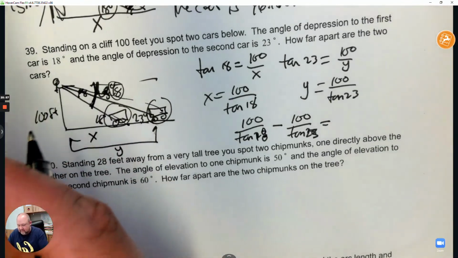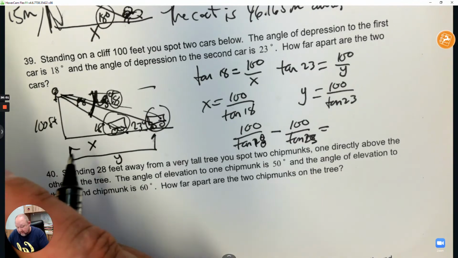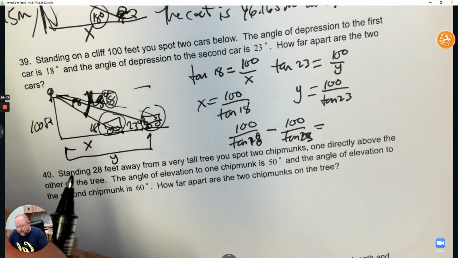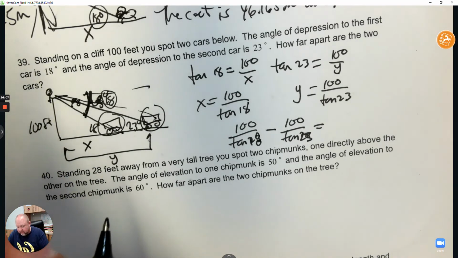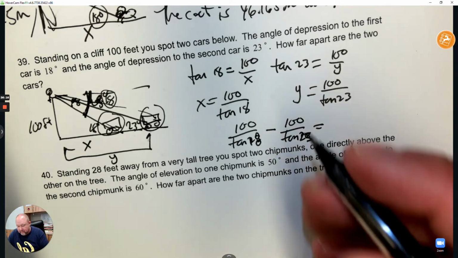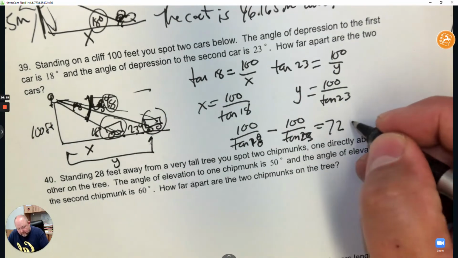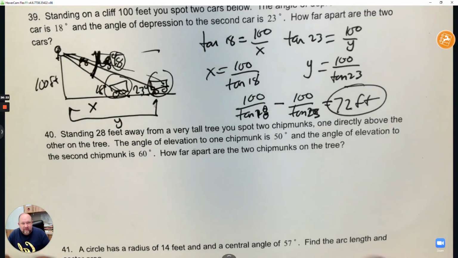So let's try again. I think it's going to be the same answer but positive. 100 divided by tangent 18, subtract 100 divided by tangent 23. Yeah, so it's about 72. So the answer is they're 72 feet apart. And you'd write a sentence about it.